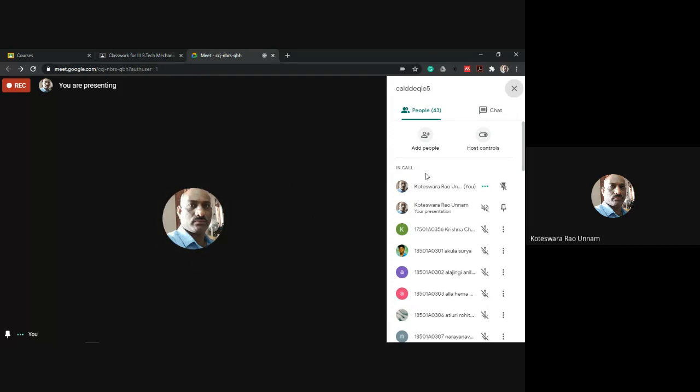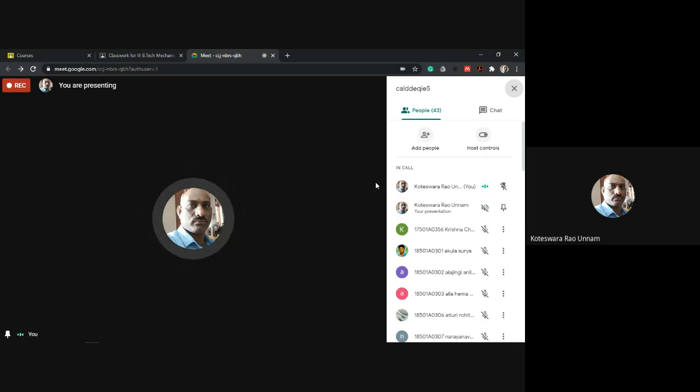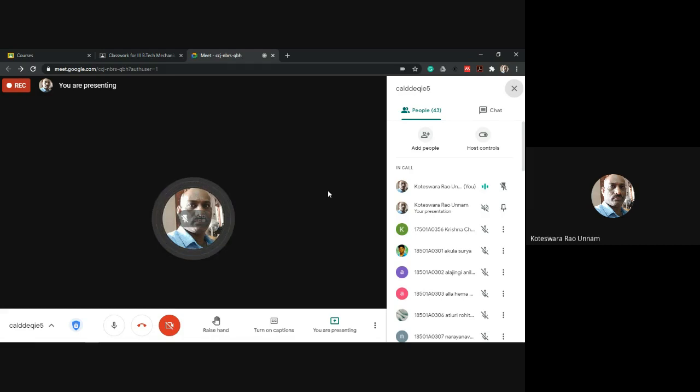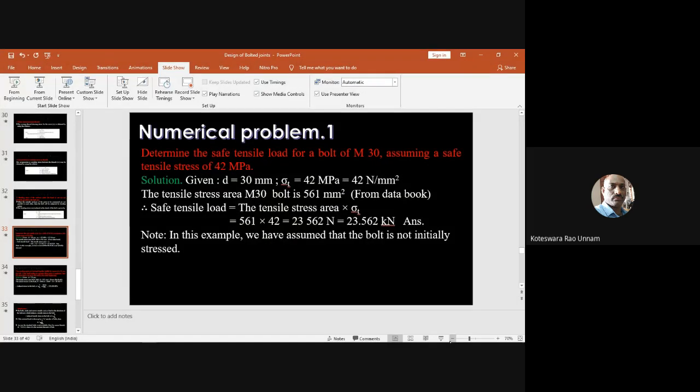561 mm square. If you take basic series, it is 561. That is the coarse thread series. If we go for fine series, it keeps increasing: 581, 621, 642, 663. Out of those values, first we'll take only the basic series value, that is 561. Using that value, we can compute the stress value. So now I'll go back to the presentation.